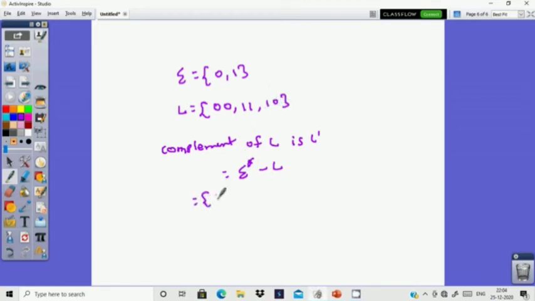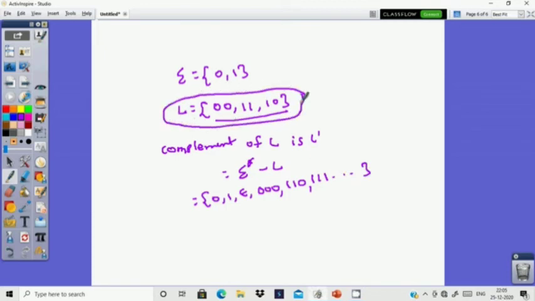I can write the complement L dash as 0. I can include 1. I can include epsilon. And I can include 000 because 000 is not inside the language. Anything which is not included in L is called the complement here. I can include 110 because 110 is not existing, but I cannot include 00 because 00 actually exists in L here, so that is not considered part of the complement. But I can include 111, so this is called the complement. So anything which is not inside L is called the complement of L.